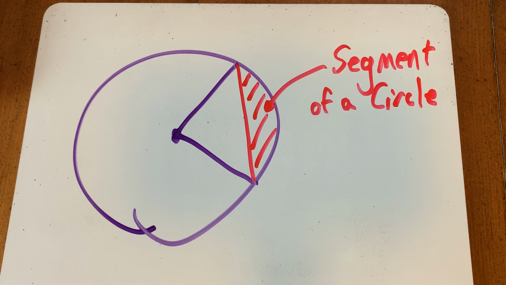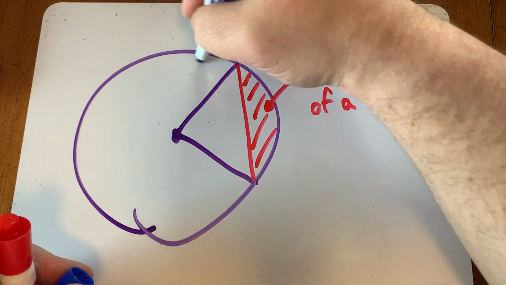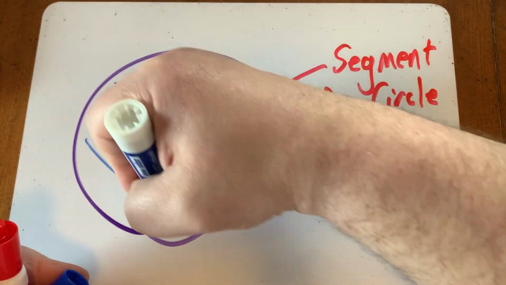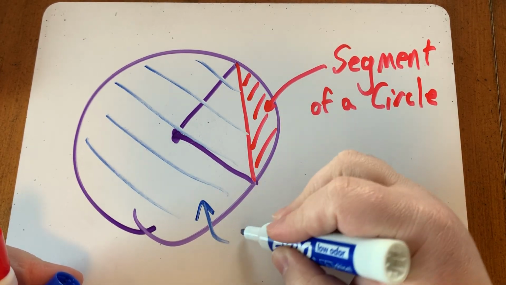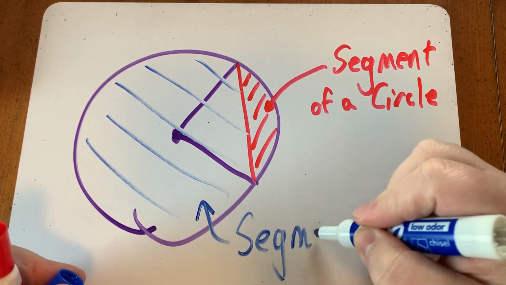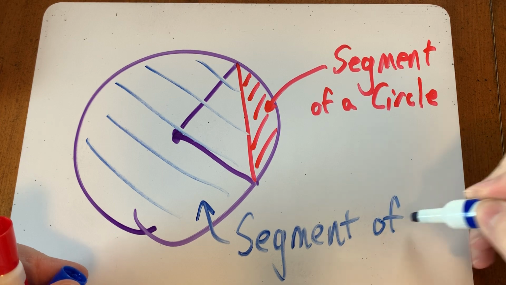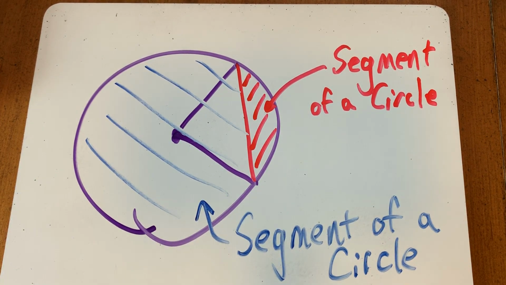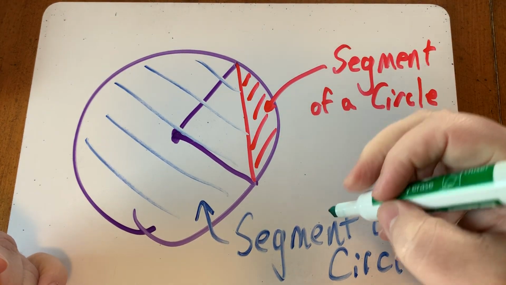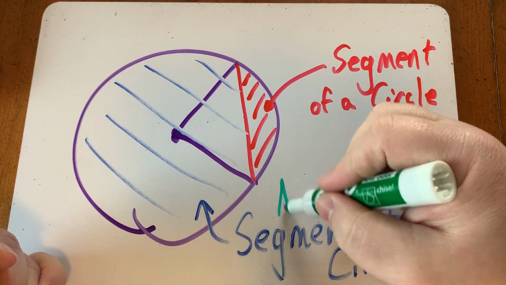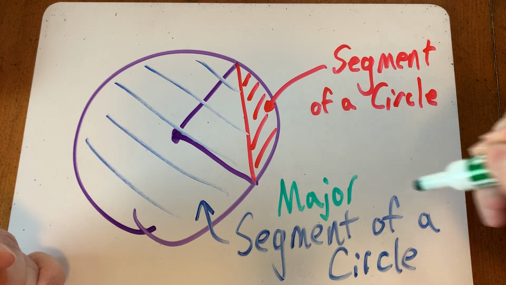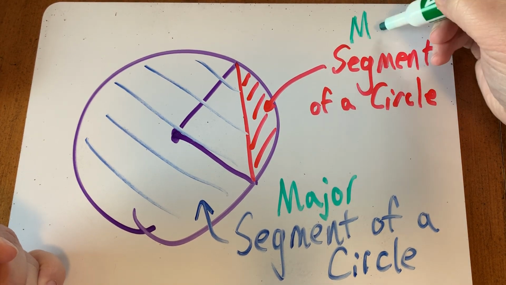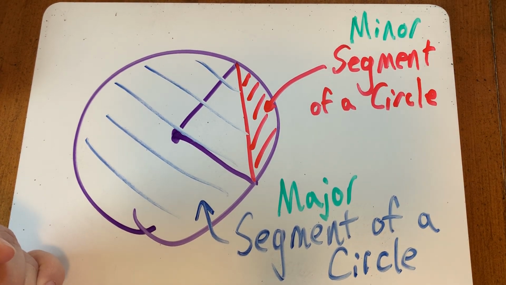This is a segment of a circle. And that's a segment of a circle. Both of those are segments of a circle. And to differentiate, again, it's based on the type of the arc. So if it's a major arc, it's a major segment. If it's a minor arc, it's a minor segment.